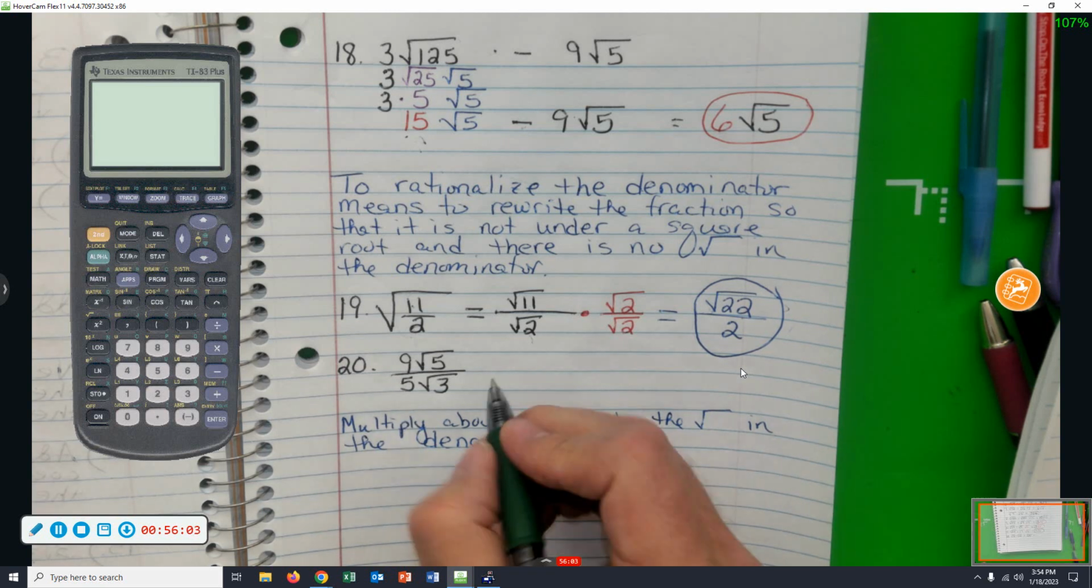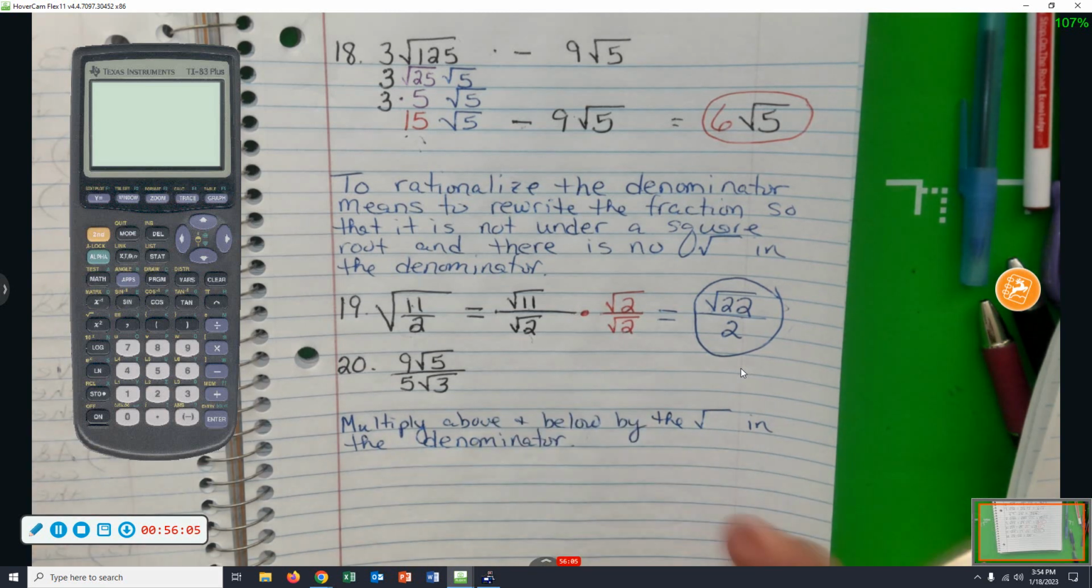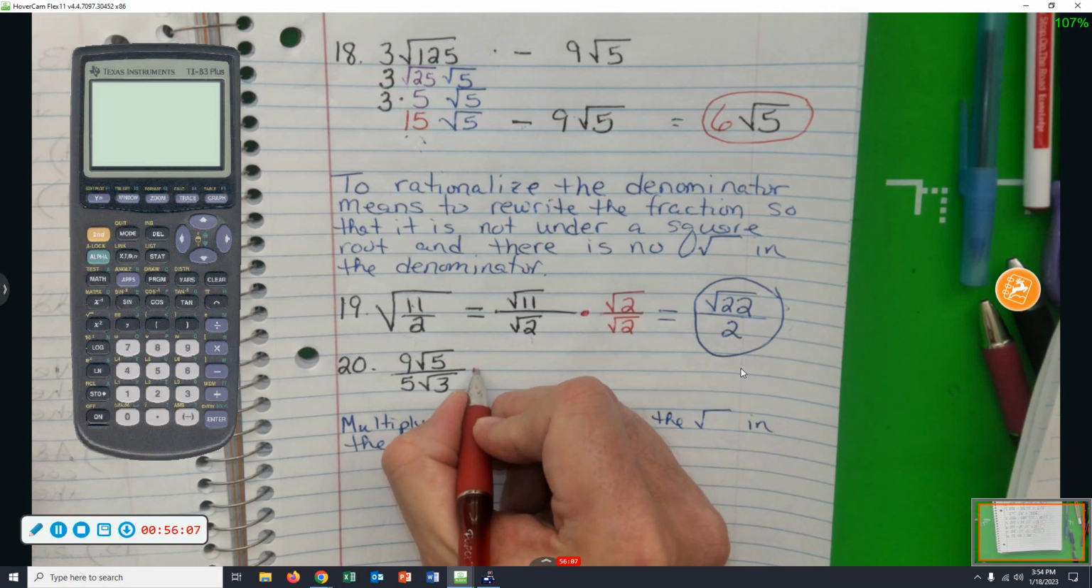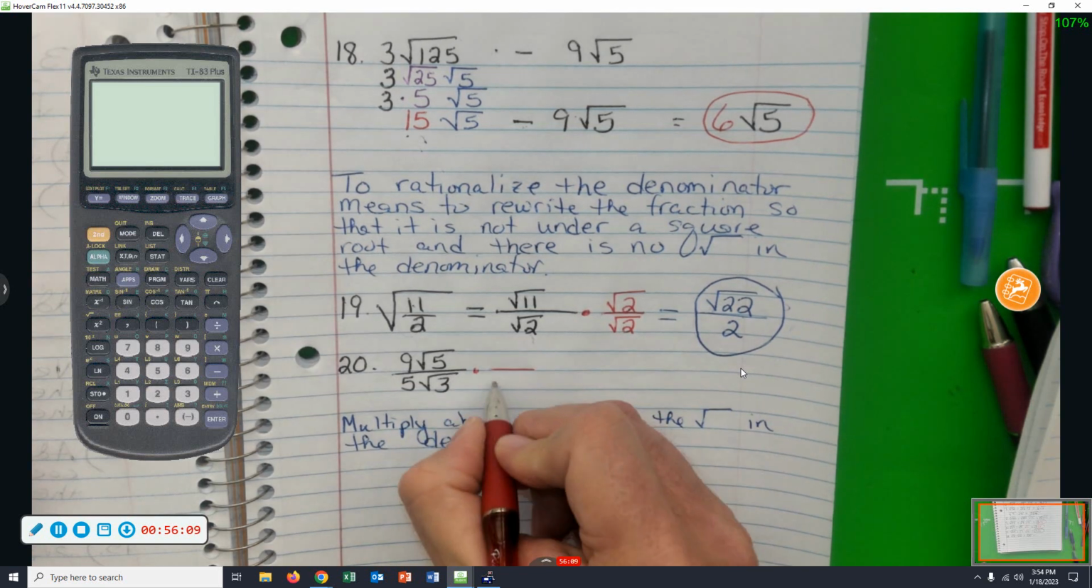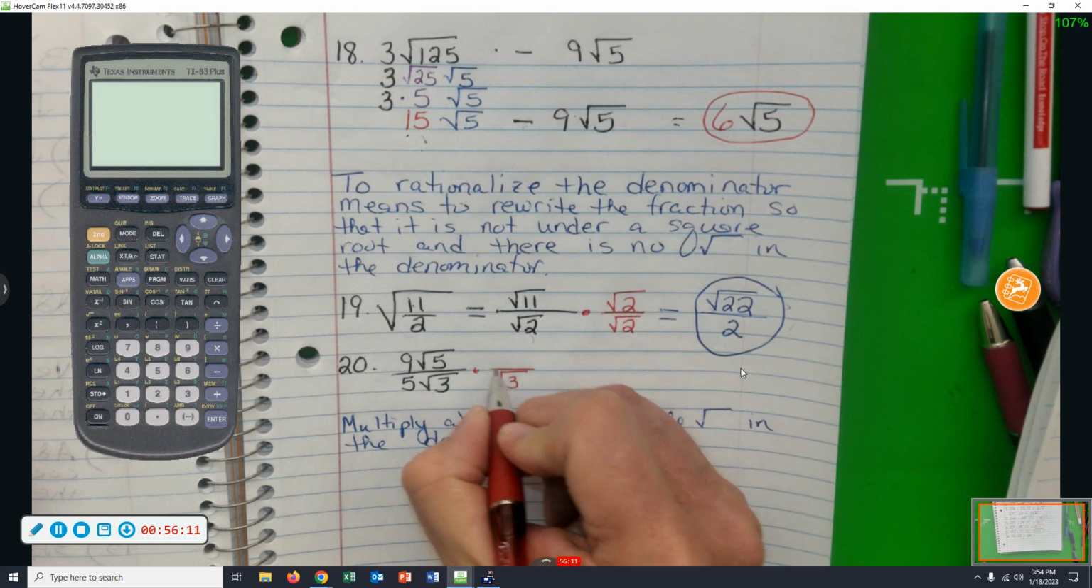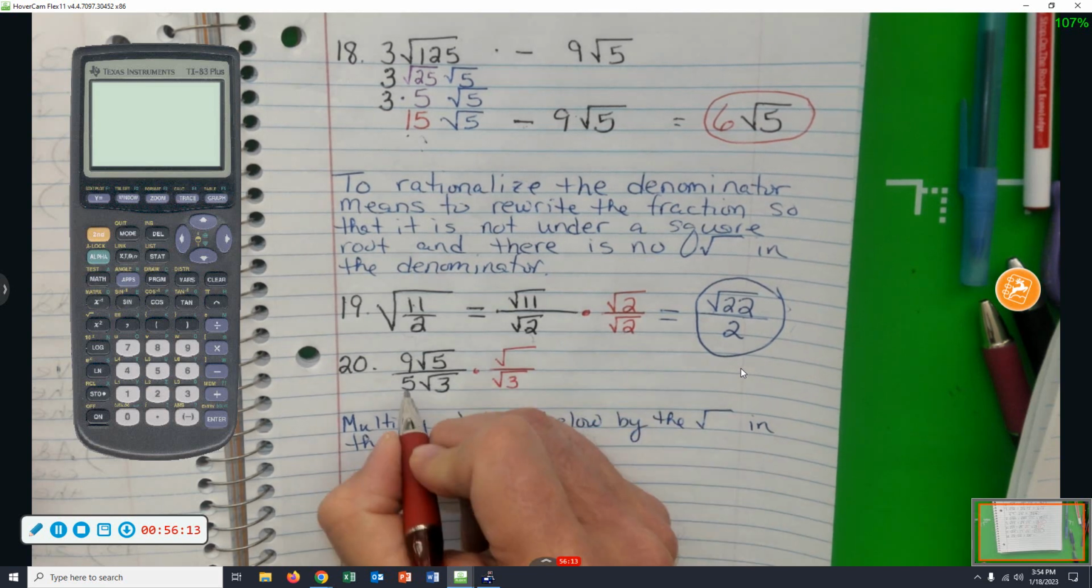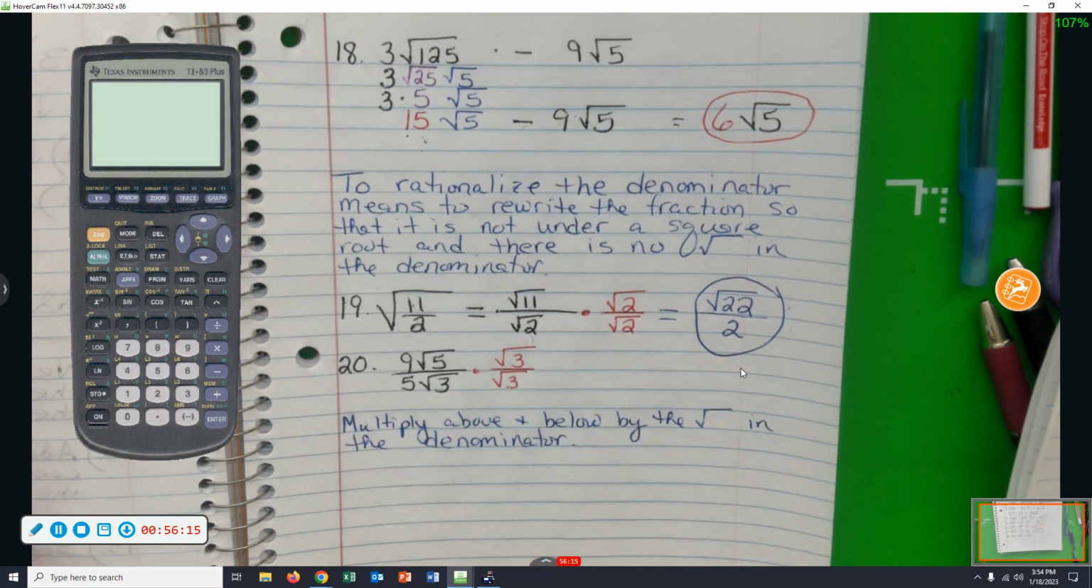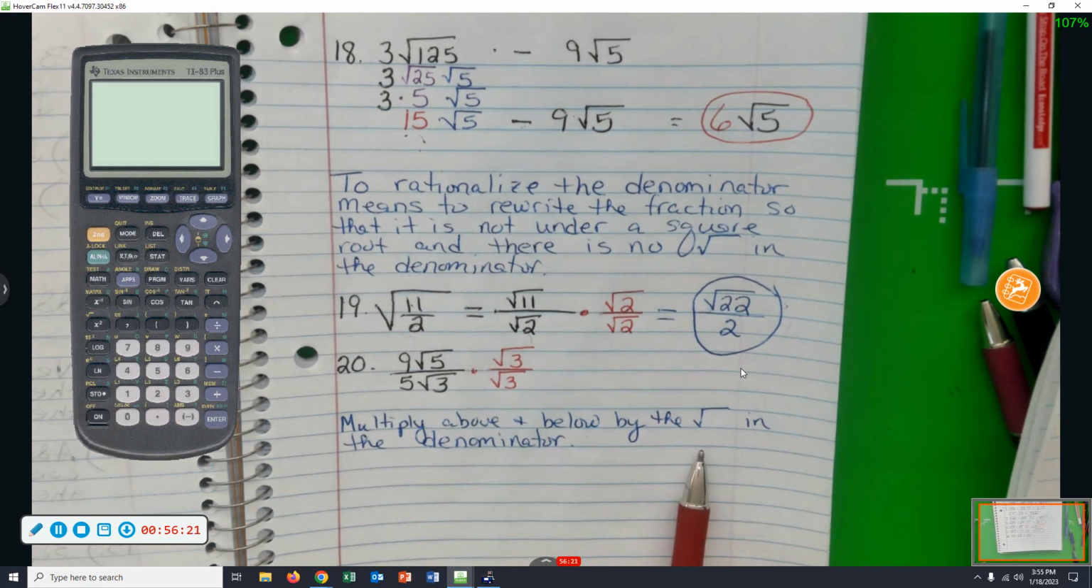So, having said that, I'm going to multiply above and below by what? The square root of 3. Don't multiply by the 5. That'll just get you bigger numbers and you'll have more to reduce at the end. Just multiply by the square root. Multiply by the square root in the bottom.